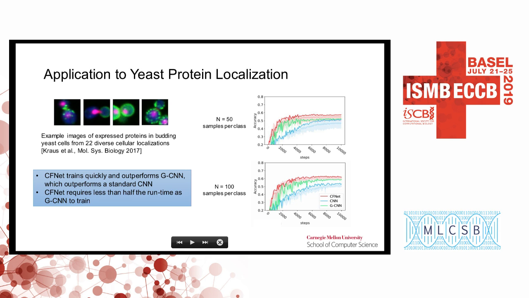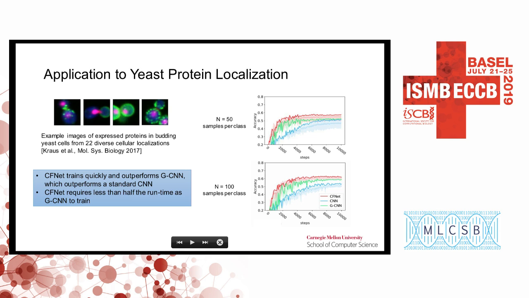What we found was that GCNN and CFNet both train very quickly, much faster than CNN, which has to learn this property over time. And we also note that CFNet, because of its computational efficiency, was able to train in about half the time as GCNN. So when you're trying to do hyperparameter exploration, this really helps in reducing that time.